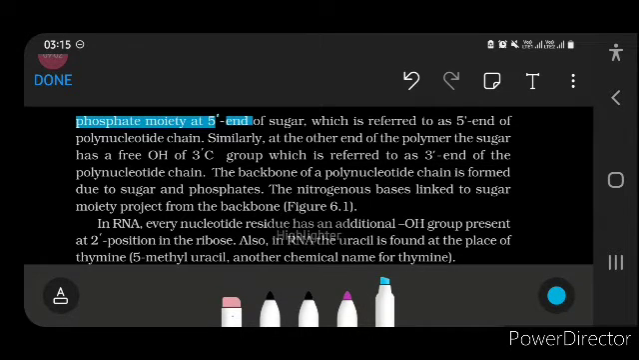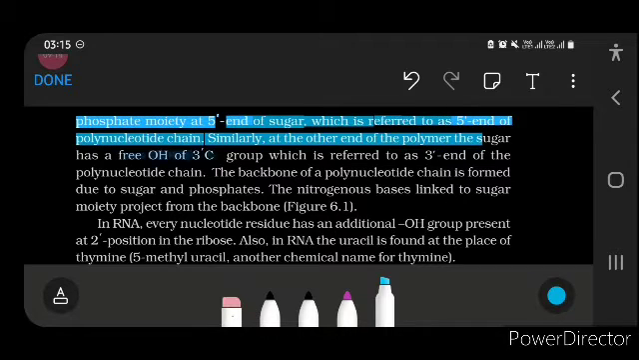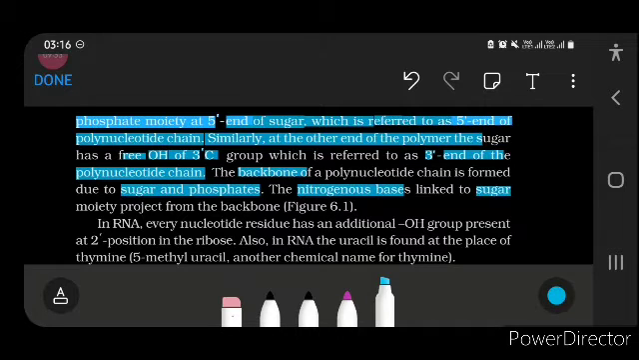Phosphate moiety at the 5th end of sugar is referred to as the 5' end of the polynucleotide chain. Similarly, at the other end of the polymer, the sugar has a free OH of the 3' group, which is referred to as the 3' end of the polynucleotide chain. The backbone of the polynucleotide chain is formed due to sugar and phosphate. The nitrogenous base linked to the sugar moiety projects from the backbone.